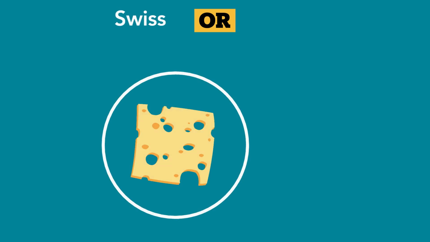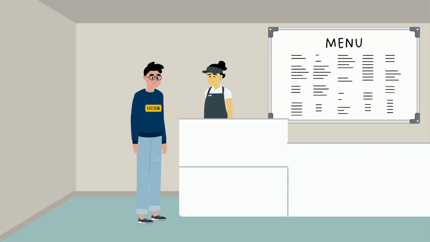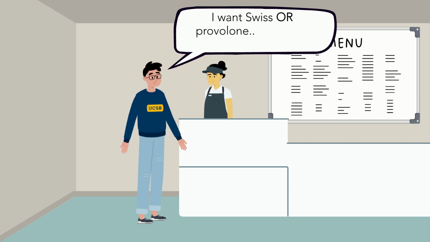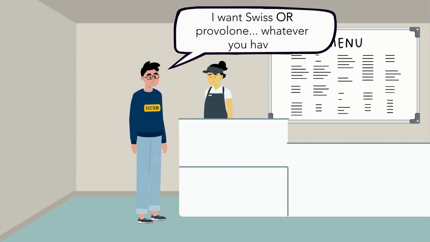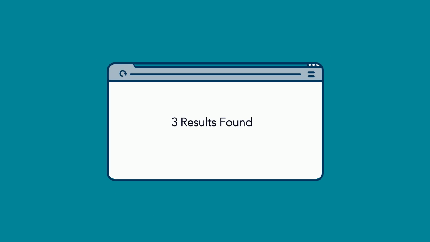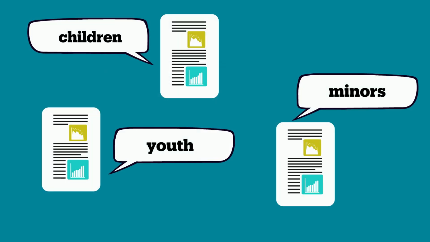Or is your either option. Use this when there are synonyms or related concepts for your topic. Using or tells the database to find results with either or both of your terms. When you order and say, "I want Swiss or provolone," you might end up with a sandwich that has either cheese or both if you're lucky. Or broadens your search, so you won't miss relevant results just because the authors use slightly different words to describe the same concept.